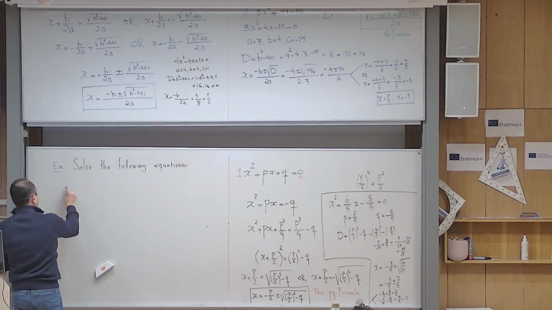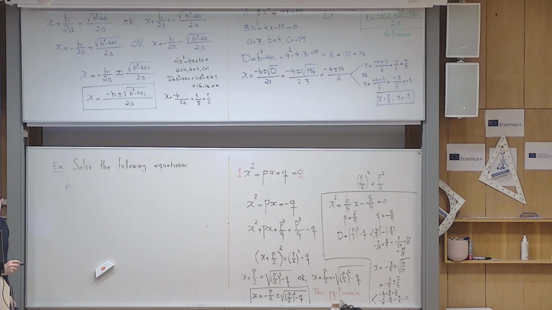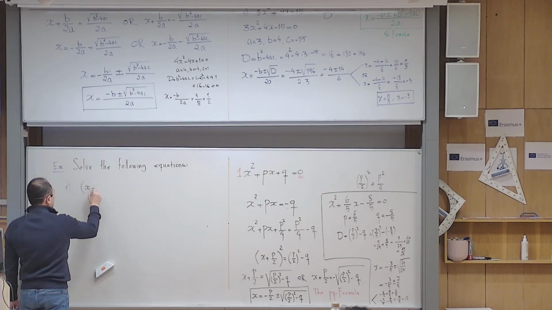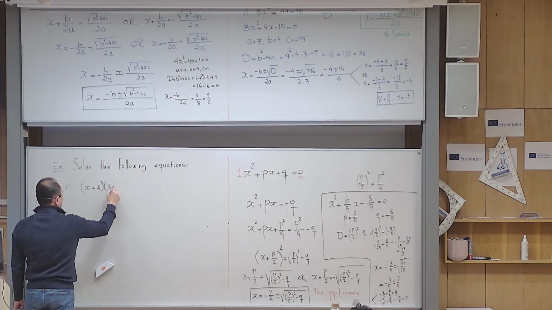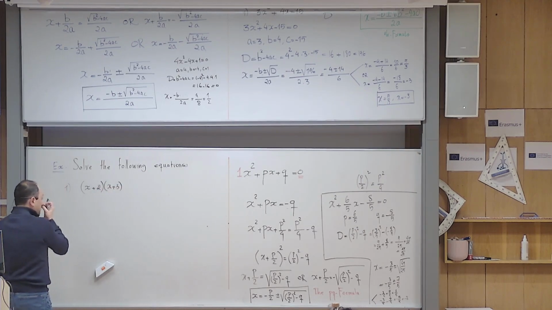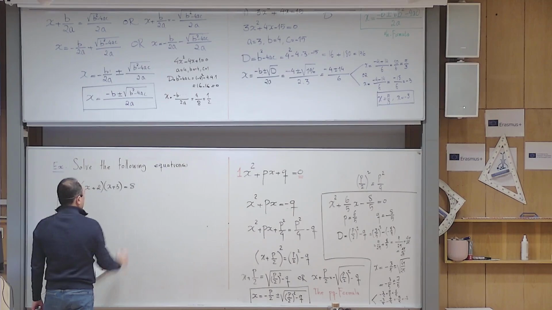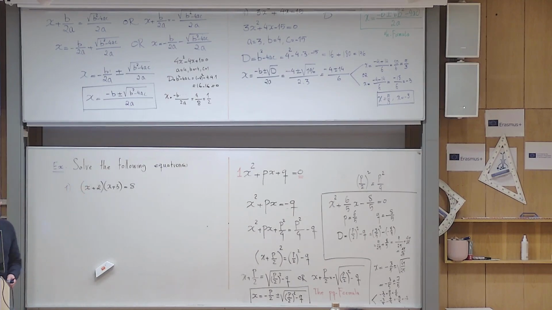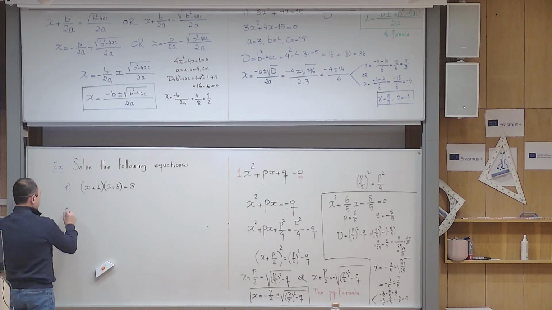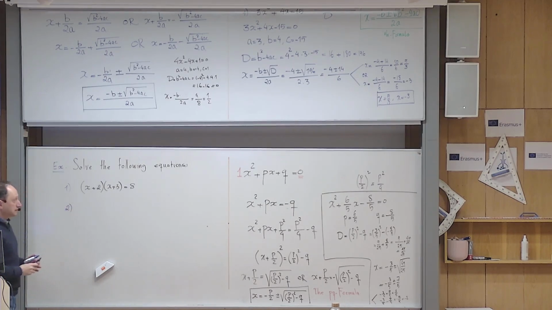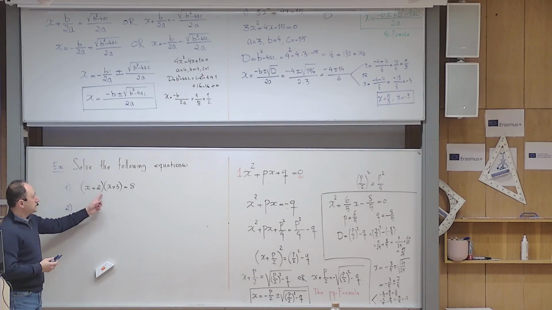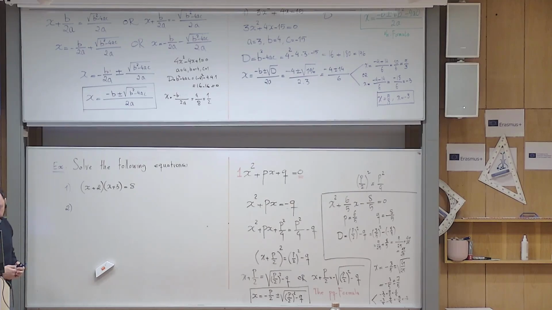So number one, x plus 2 times x plus 3. So let me see, what can I do? 6, it's equal to 8. You start solving, don't wait for me. By the way, when I say solve, I want exact values. If I want you to do decimals, I will definitely mention it in the problem.